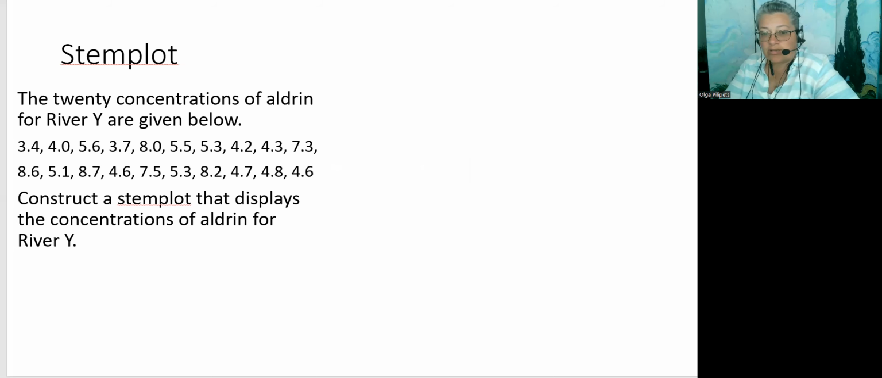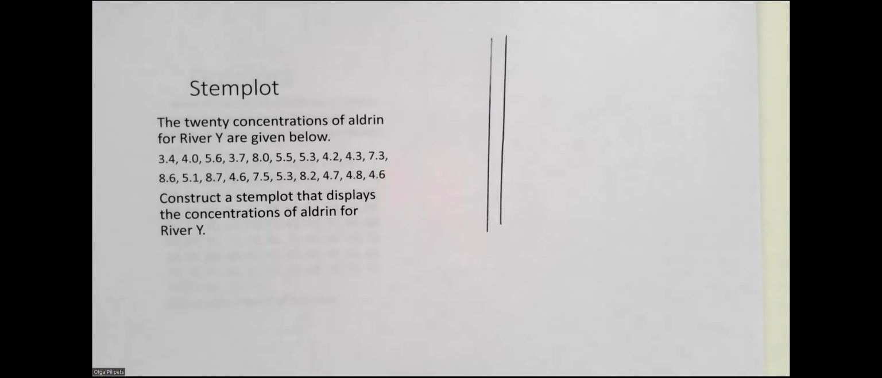And the first one is a stem plot. So let's take a look at what a stem plot looks like. I'm not gonna describe it, I'm just gonna do it and you'll see. We'll start by observing this data set. It says the 20 concentrations of aldrin for river Y are given below, and construct a stem plot that displays the concentration of aldrin for river Y.